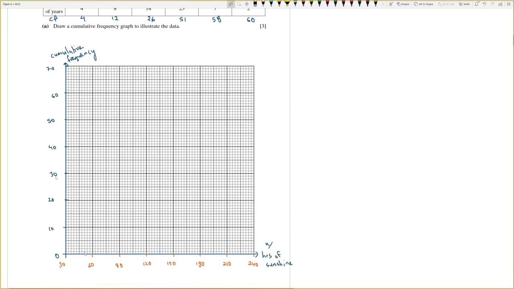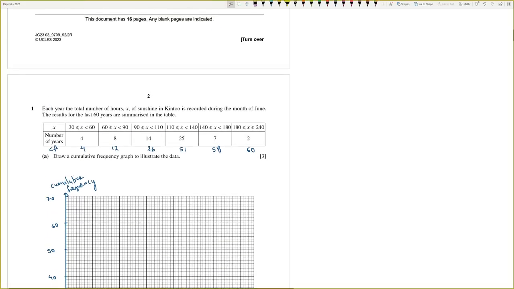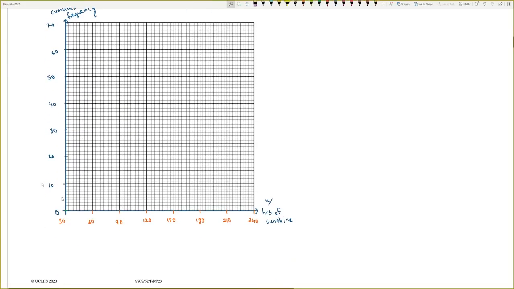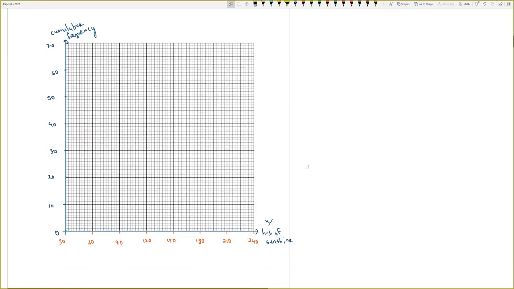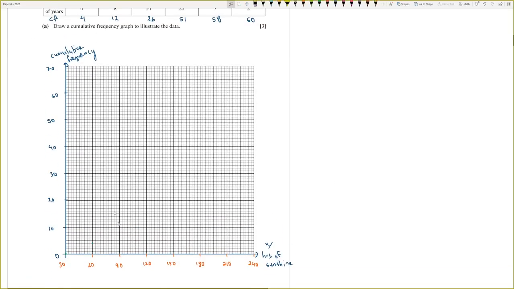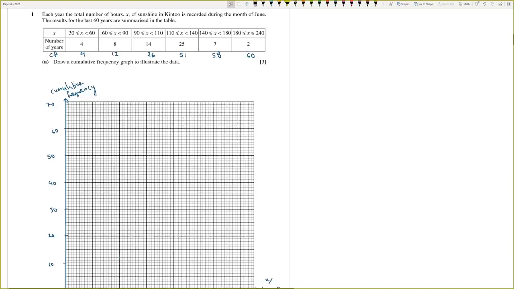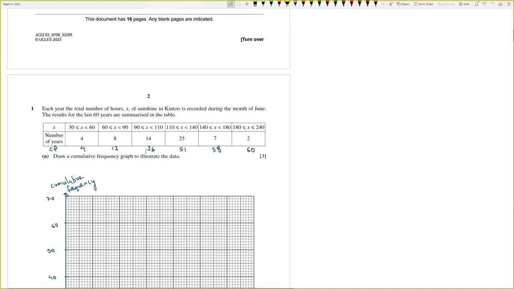So at 30 it's gonna start at 0. This is a given. It's gonna start over here, and then we have 4 at 60. At 60 we have 4, so that's 1 2 3 4, 4 over here. And then remember that the CF corresponds to the upper bound actually. So we have 12 at 90. 12 at 90, we have 12 over here. Perfect. Then we have 26 at 110.